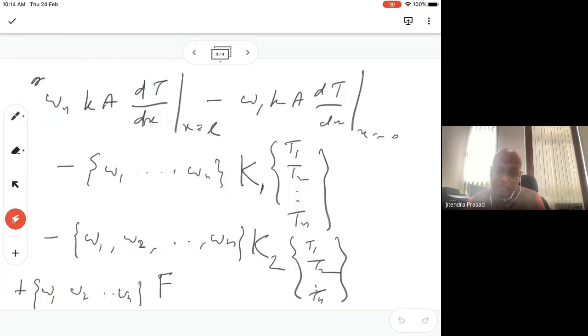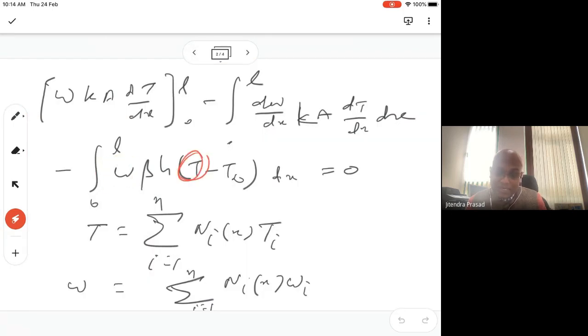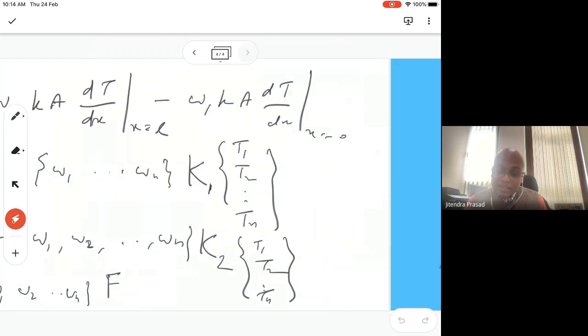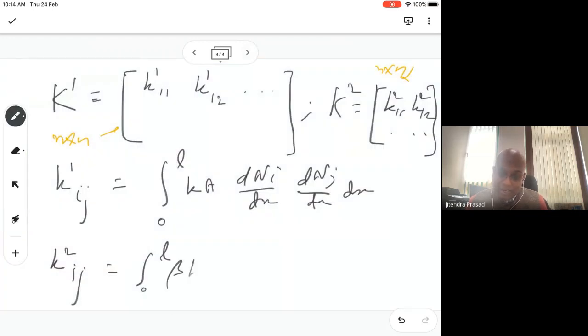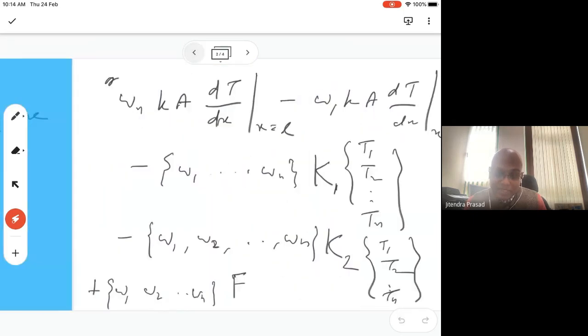And K2_ij will be equal to the integral from 0 to L. And see here, if you see, this one has W times T, right? W times T. So W is N_i W_1 plus like that, and T will be equal to N1 times T1 plus like that. So we have beta H, which will be there. So we will have beta times H Ni Nj dx. Okay, so there will be two types of stiffness, one coming from the derivative type, the other coming from without derivative. It is there in the expression, right?